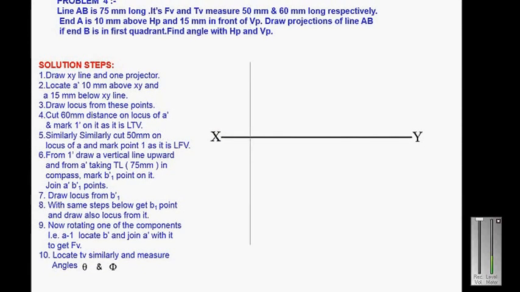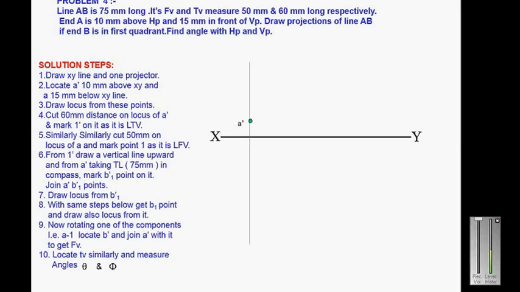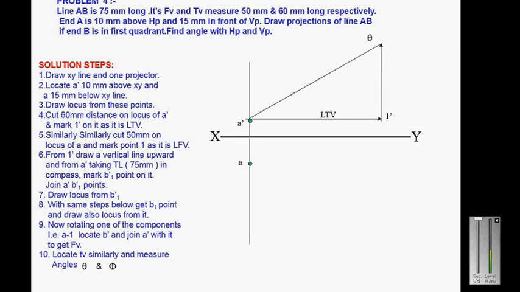This is the XY line. Draw the first end projector and mark the projection of A. A is 10 millimeter above HP, so mark the point A dash 10 millimeter above the XY line, and mark the point A 15 millimeter in front of VP. Then draw two lines parallel to the XY line. The true length of the line is 75 millimeter. Then draw a line through point A dash, and that line is A dash 1 dash.